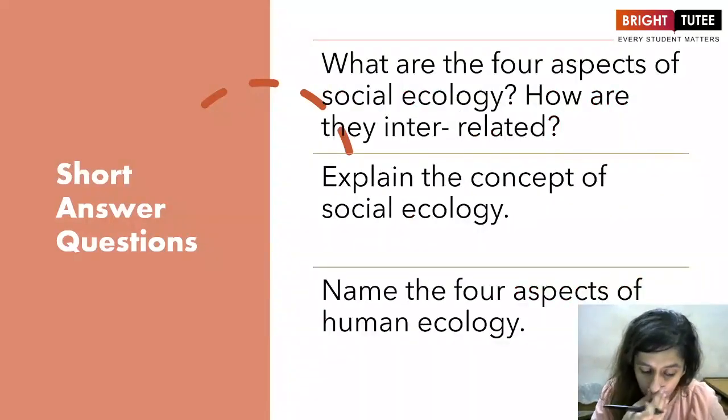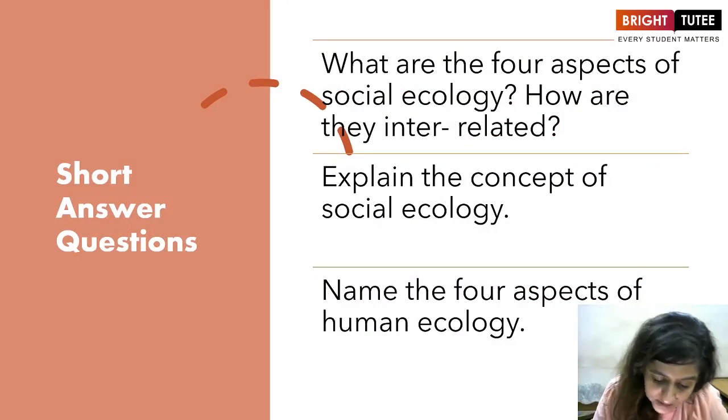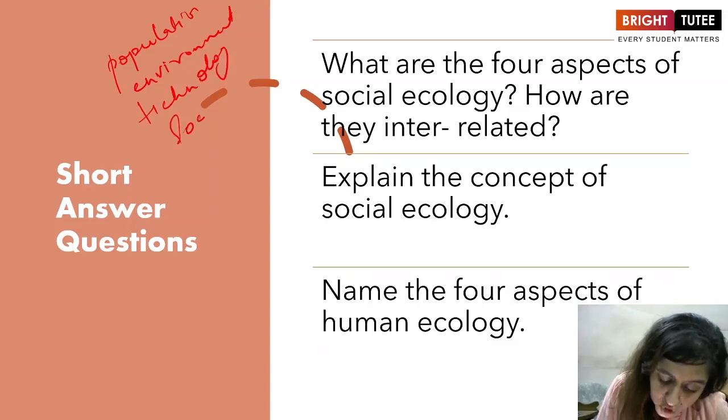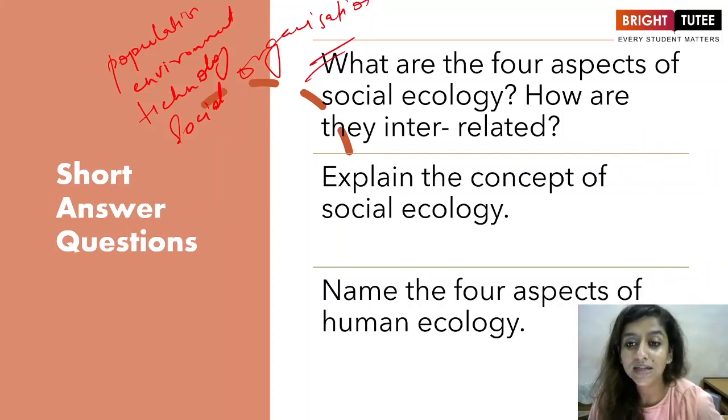Moving ahead to short answers: what are the four aspects of social ecology and how are they interrelated? Herein we have talked about the four aspects being population, environment, technology, and finally social organization. We have just talked about the relationship between all of these four aspects, and that is what you may write in the answer.